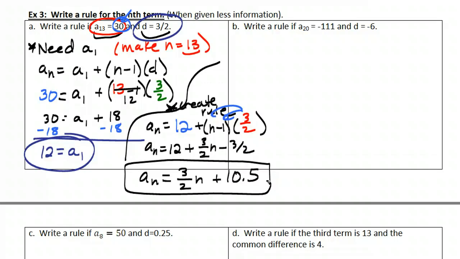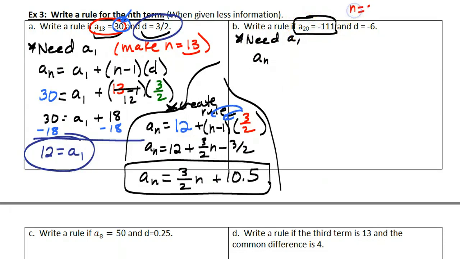Alright, I'm going to do one more, and then I've got 2 on the back side of this sheet for you to try on your own. So again, I need to find A1. And again, this is what is confusing. This time, I am given term 20. So what that means is n is 20, and that means term n is actually term 20, which is negative 111. So where A sub n was before, I'm going to put in negative 111.